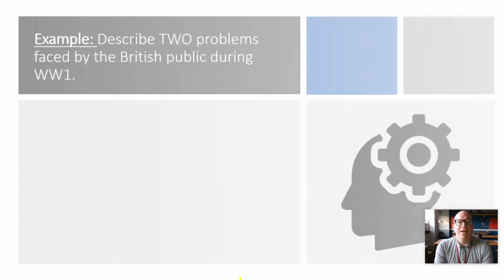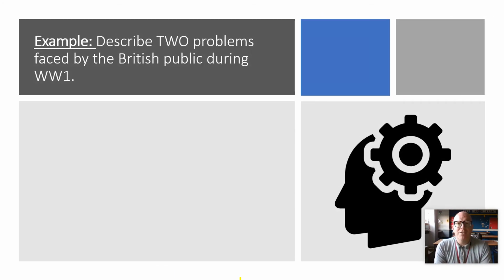If I continue with my example though, what would I then do? Once I've understood the question, the first thing I'm going to do is think about what the problems were. In this part, I would make some notes on a piece of paper or on the exam paper. What problems did the British public have during World War I? So I've noted some down.